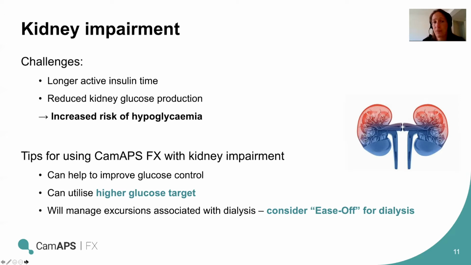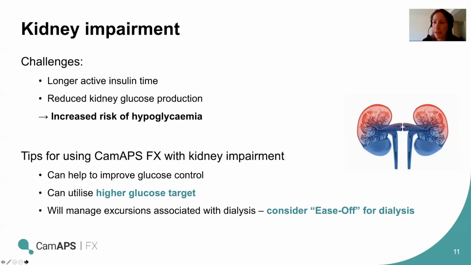So some of the tips for using the closed loop system, if you've got any kidney impairment, is firstly, we know that closed loop can help improve glucose control compared to other diabetes therapies. So it's a positive thing. And it might be worth thinking about using a higher glucose target, because we really want to be thinking about reducing the risk of hypoglycemia, which can be caused by the things I've mentioned previously. So think about starting particularly with a higher glucose target until you see how things go.